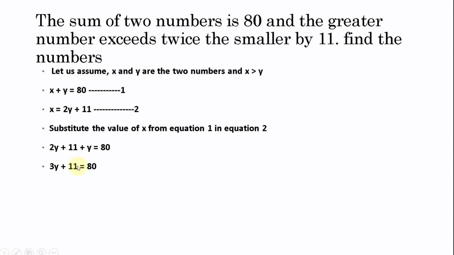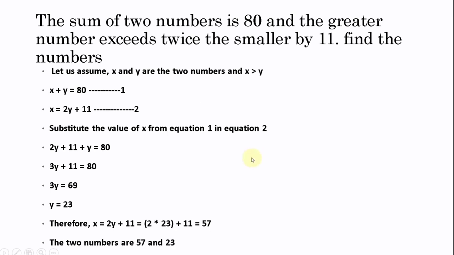Now y plus 2y will give you 3y plus 11 equals 80. Now here it is added, so on the other side it will be subtracted. So 3y equals 80 minus 11 is 69. Now I can just divide 69 by 3 to solve for y. So y equals 23. So our smaller number is 23. Now to get the bigger number, I can just substitute 23 in this equation. So our value of x will be equal to 57. Now move on to the next question.